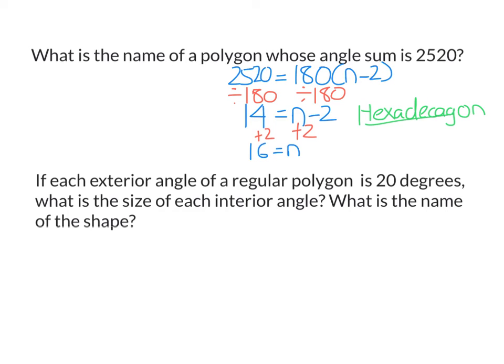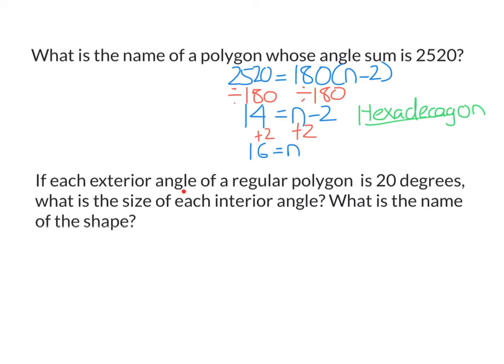A polygon with 16 sides would have an angle sum of 2520. I don't know whether or not this shape is regular. It doesn't matter. All shapes with 16 sides have an angle sum of 2520. It's just if they're regular, each of the interior angles will be equal. Let's try this one now.